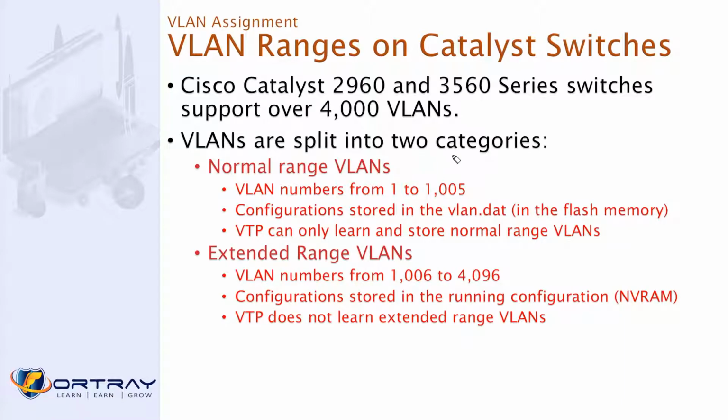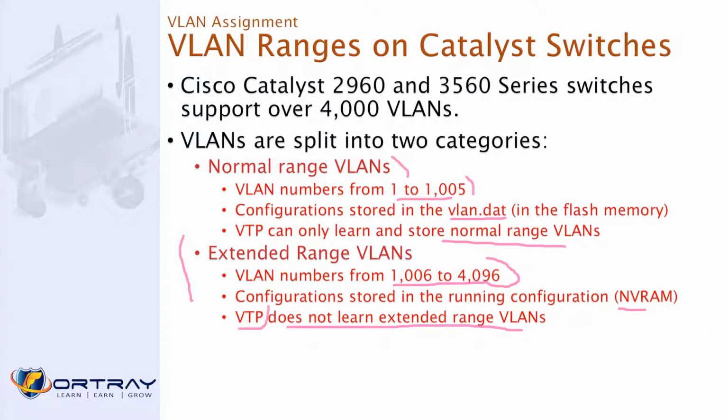VLANs can be split into two categories. The normal VLAN range is 1 to 1005, with configuration stored in the VLAN file in the flash memory. VTP can only learn and store the normal VLAN range. The extended range is VLAN numbers from 1006 to 4096, with configuration stored in the NVRAM, and VTP does not learn the extended range. Actually, what is VTP?